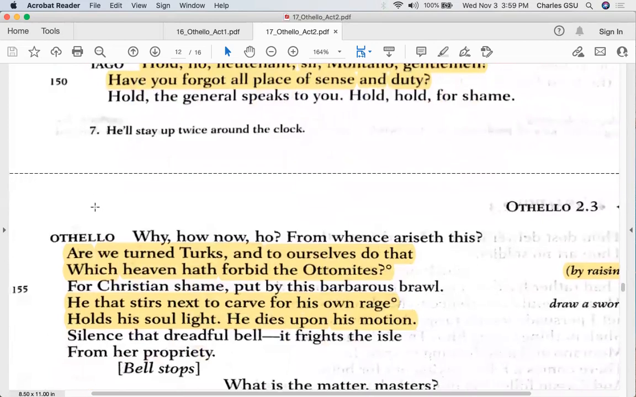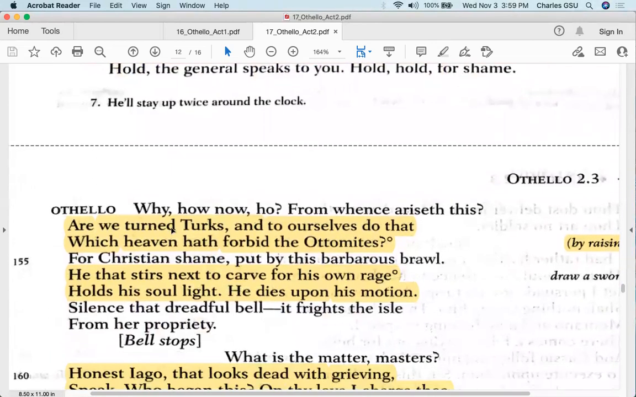So this ruckus has caused Othello to get out of bed. And remember, he's having his honeymoon night, so he's doubly upset. One, this is precisely what the guard, which Cassio was in charge of, is supposed to prevent. It's supposed to prevent fights, and it's supposed to maintain order.